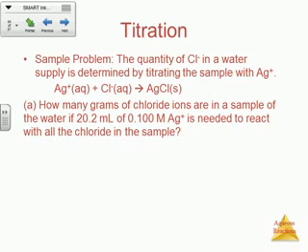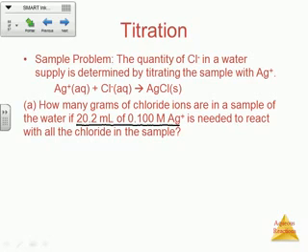Okay, so how many grams of chloride ions are in a sample of the water if 20.2 milliliters of 0.1 molar Ag plus is needed? I'm just reading the question. So it's telling us how much Ag plus we need to react with all the chloride in the sample. Okay, now this is not much different than the last one that we just did. But essentially what they're telling us here is how much of the Ag plus that needed to be added: 20.2 milliliters of it, and we knew the concentration.